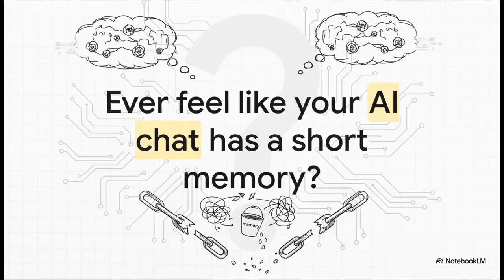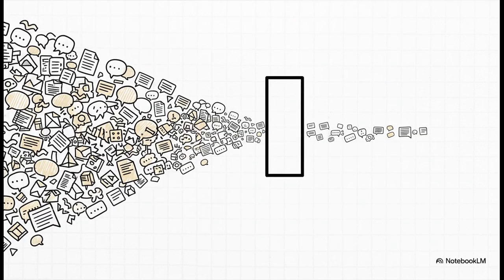So have you ever had this happen? You're deep into a really complex chat with an AI, you think you're making progress, and then, poof, it completely forgets a critical piece of information you gave it just 10 messages ago. It's super frustrating, right? Well, there's a reason for that, and we're going to look at what's happening under the hood. And the culprit has a name.